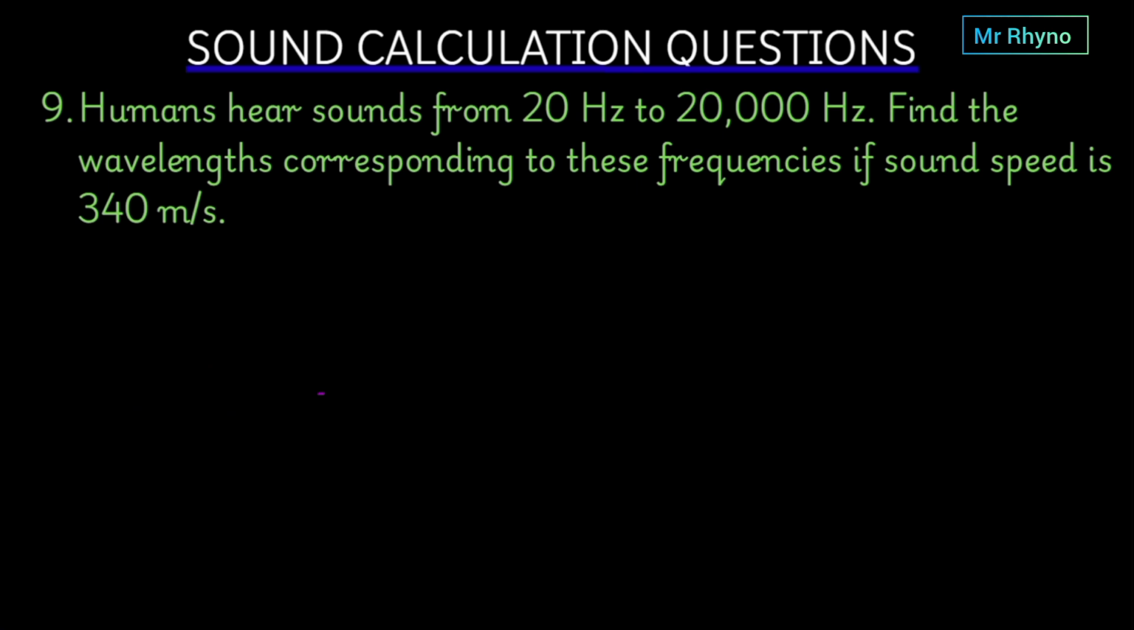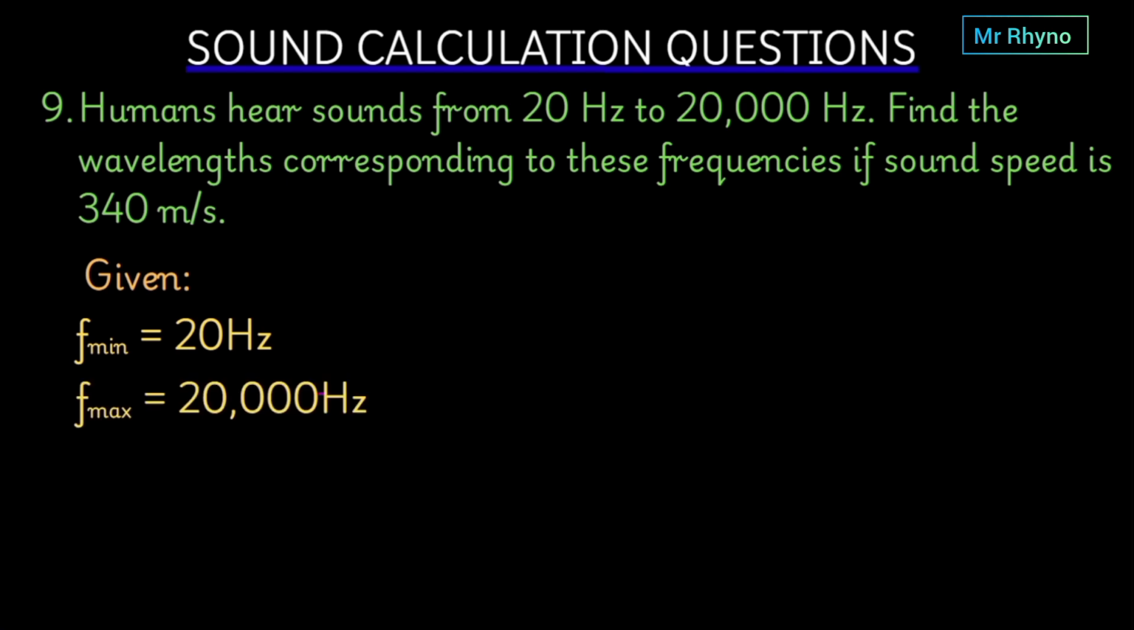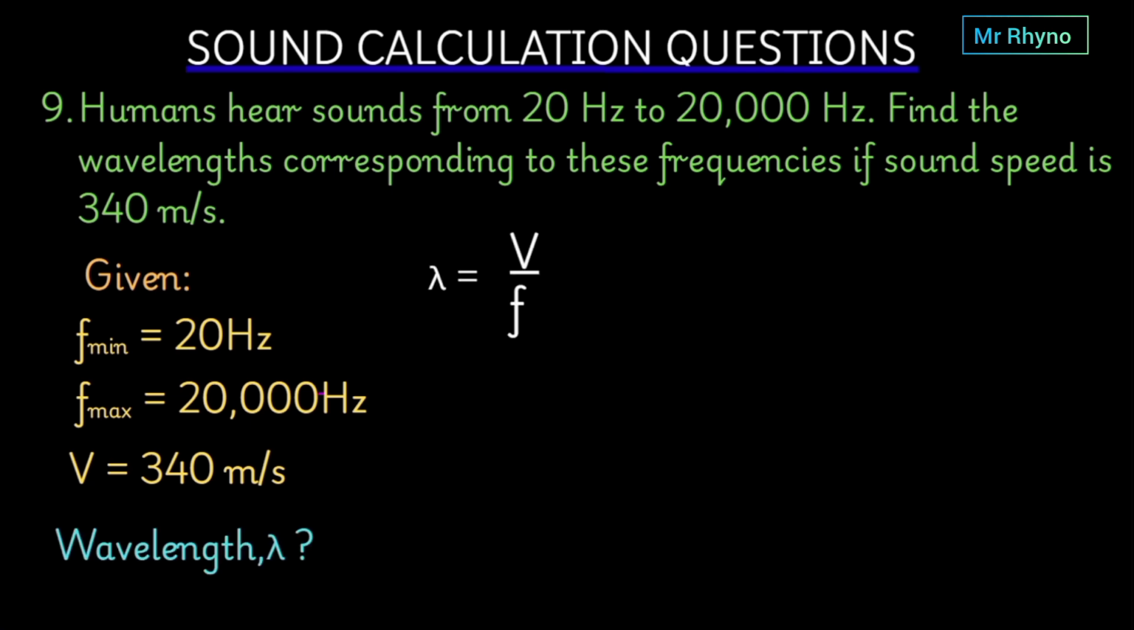Question 9. Humans hear sounds from 20 Hz to 20,000 Hz. Find the wavelengths corresponding to these frequencies if sound speed is 340 meters per second. We first write the information given, and the first thing we have is the minimum frequency, which is 20 Hz. We also have the maximum frequency, which is 20,000 Hz, and we have the speed as 340 meters per second. We need the wavelength, which is given by v over f.